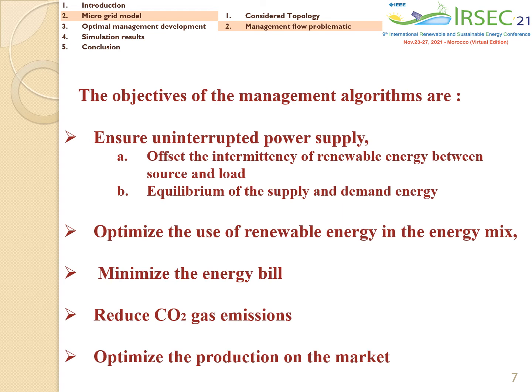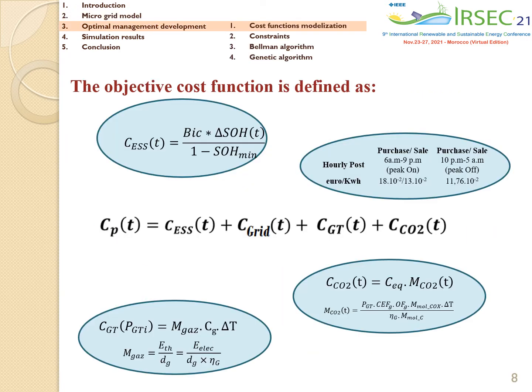The objectives of the management algorithms are to ensure uninterrupted power supply, optimize the use of renewable energy in the energy mix, minimize the energy bill and CO2 gas emissions, and optimize the production on the market. The objective cost function is defined as the sum of battery, gas turbine, grid, and equivalent CO2 emission costs. In this work, the power produced by the wind turbine is considered with no cost to maximize its use.